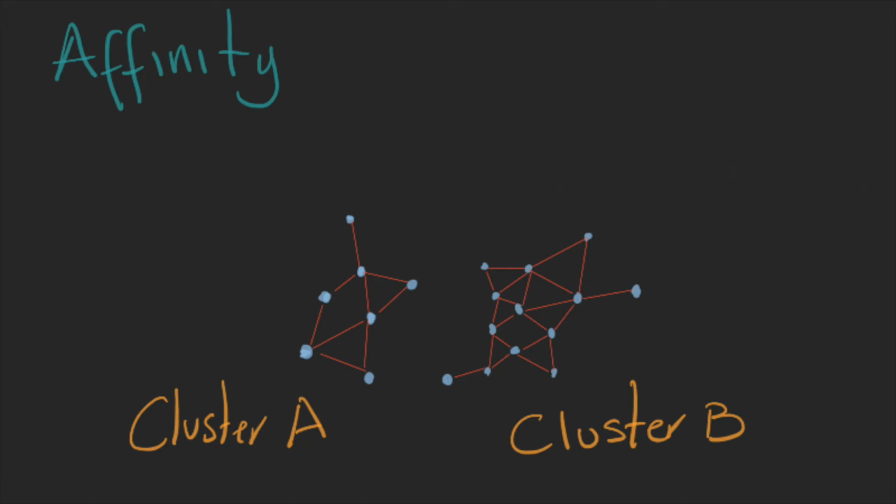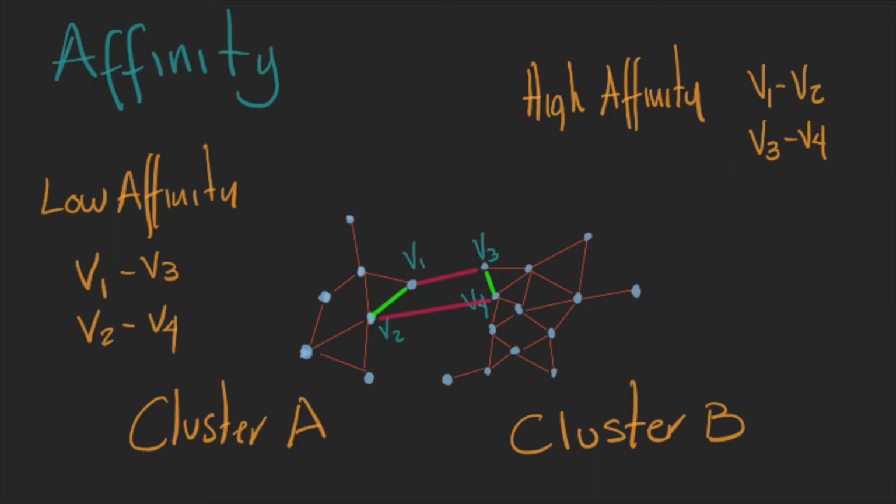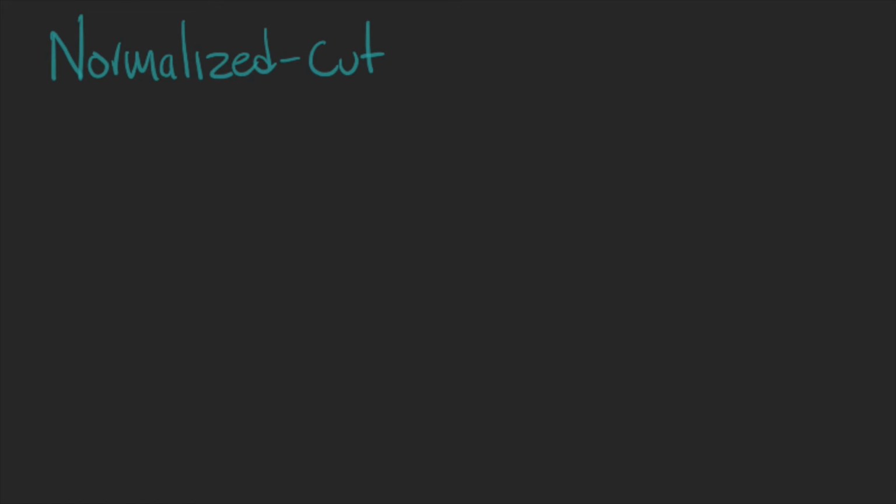Ideally, we want all vertices within a cluster to have high affinity, and the affinity between vertices in different clusters to be low. So we need to define a criterion to decide which edges to cut out. If we just select a threshold, we will end up with many small clusters. The solution is the normalized cut algorithm.